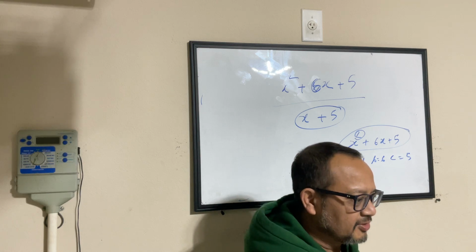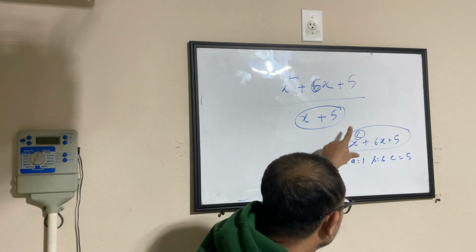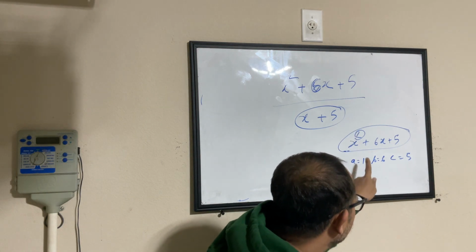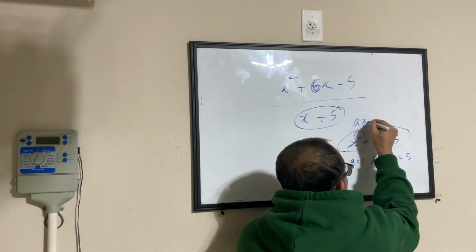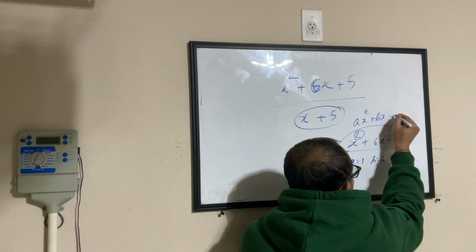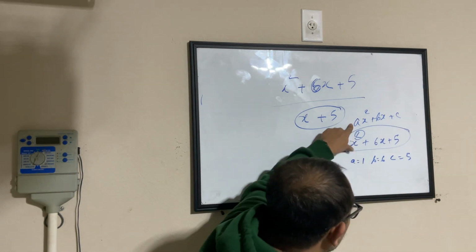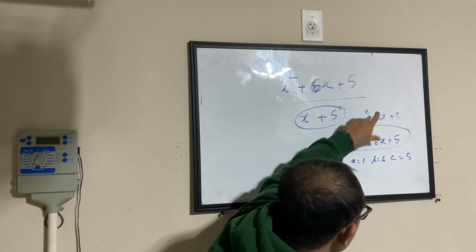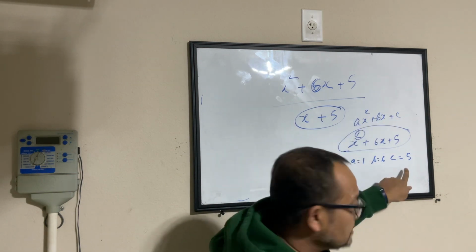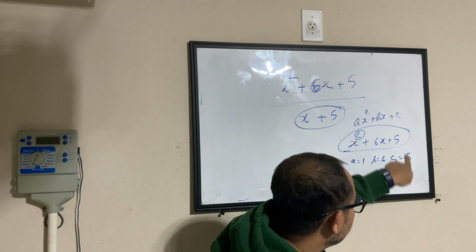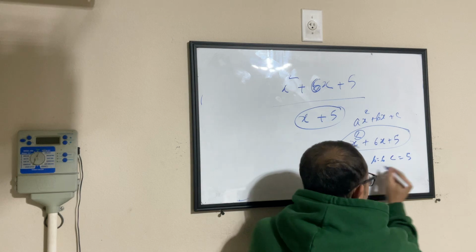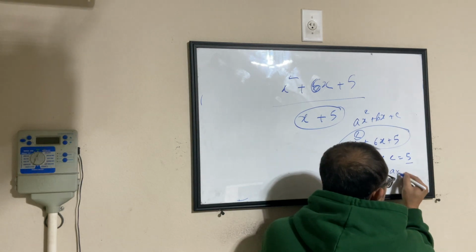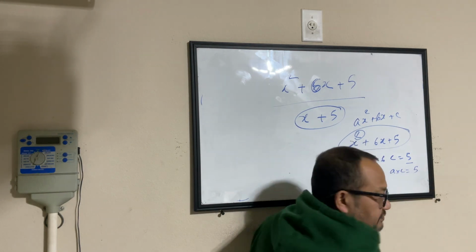Yes, sir. Okay. Now, this is a quadratic equation. We are trying to see if I can break it down. So we'll compare this with the standard form of a quadratic equation, which is ax squared plus bx plus c. And then we saw my a is 1, my b is 6, and my c is 5. So the second strategy that we take is multiply a and c. So a times c gives me 5.